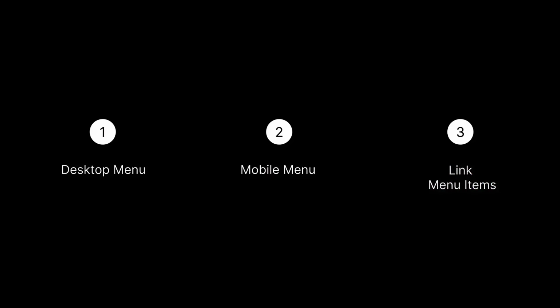Now, finally, we have step 3, linking menu items. To link the menu items between desktop and mobile, we'll be using one of our slot components, which is essentially a mirror that displays whatever's inside of it in multiple locations across your website and allows you to edit from one single location. Let's dive back in.